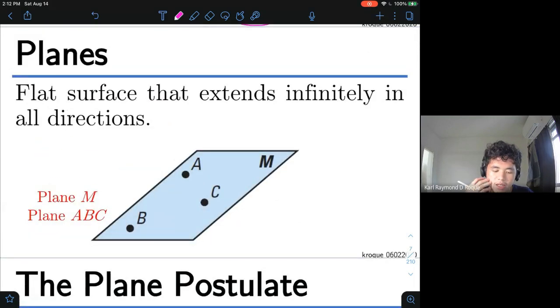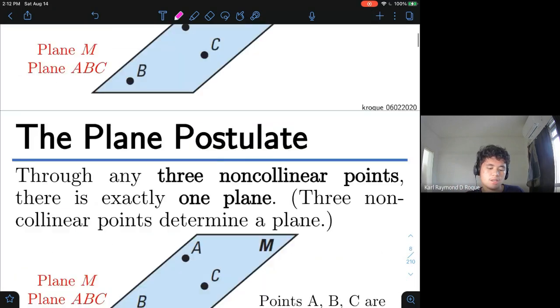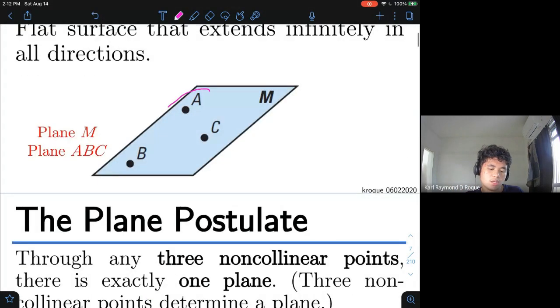So, plane is a flat surface, no, that extends infinitely in all directions. So, surface siya, flat siya, tulad itong iPad ko, that extends indefinitely in all directions. So, yung floor ng room niyo, plane niya, so on and so forth. So, napansin niyo dito, three, how do you name this pala? So, plane ABC, naka-italicize siya, no? Pwede rin M, no? Yun lang naman.